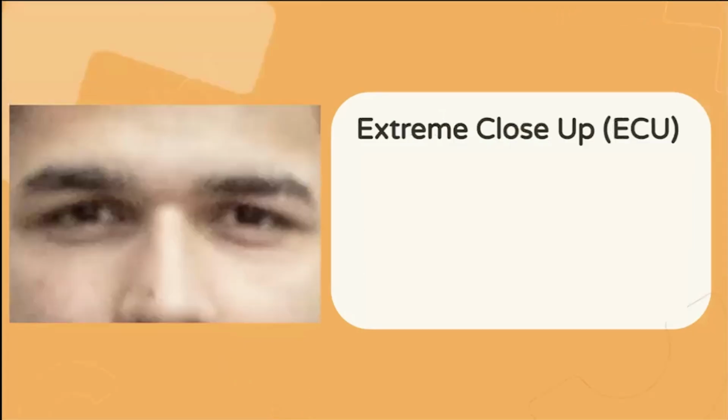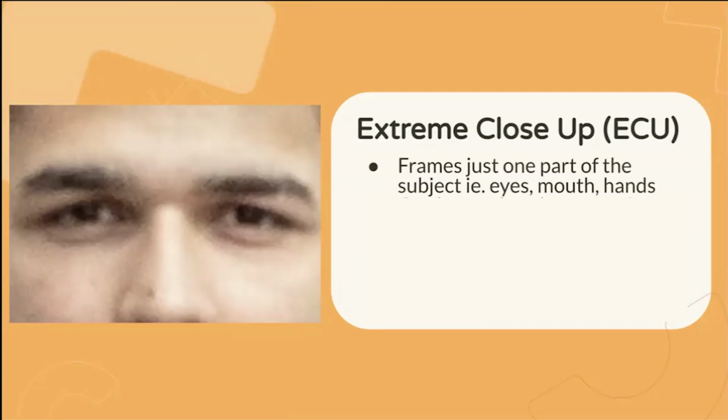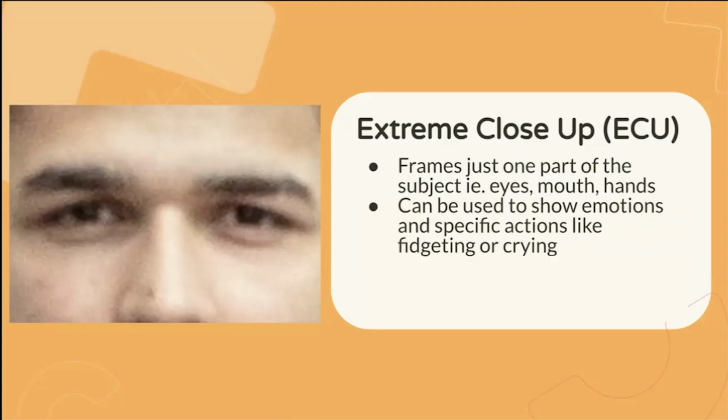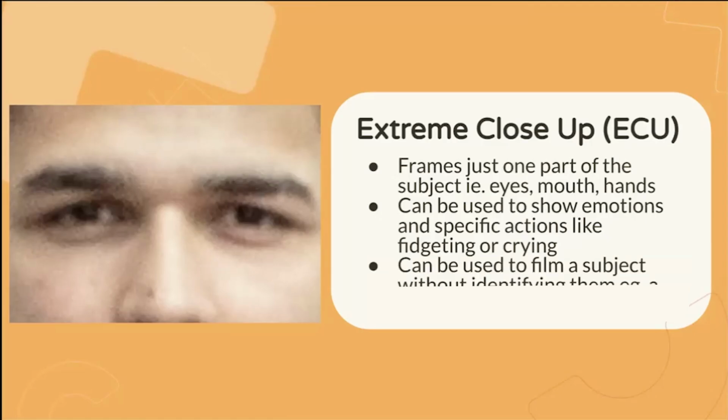Next, we've got the extreme close-up. So the extreme close-up frames one part of the subject. So it could be the eyes, the mouth, the hands, and this one can be used to show emotions and specific actions, like, for example, fidgeting, or even crying. You would be seeing that quite a lot, maybe in films when there's an emotional scene, somebody's crying, the single tear that's rolling down the cheek, that's an extreme close-up. And it can be also used to film people without identifying them. So you might see that in crime documentaries when we film a perpetrator, but we don't want to actually see their face, we want to keep them anonymous.